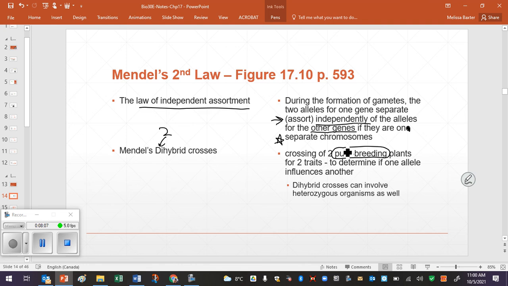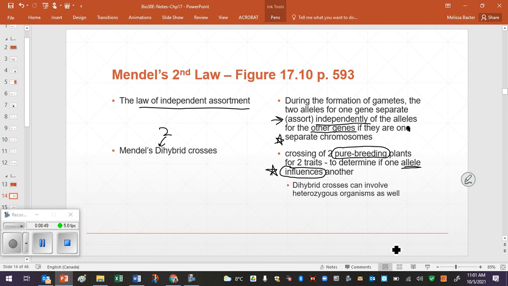And he was trying to determine if one allele influences another. And so I'll just repeat again, in what we're going to look at today, the alleles don't influence each other. Independent assortment happens. But as a bit of suspense for future lessons, they can. It's just that in this first scenario that Mendel was looking at, they didn't. Dihybrid crosses can involve heterozygous organisms as well, but Mendel always started with pure breeding plants at the beginning, and I just needed to make sure you were clear that just because that's what he started with, it doesn't mean that's what all crosses have to start with.